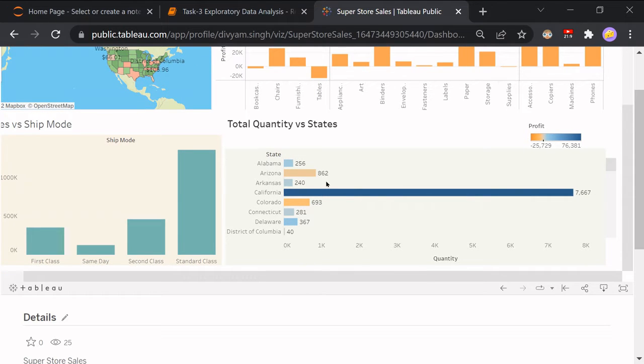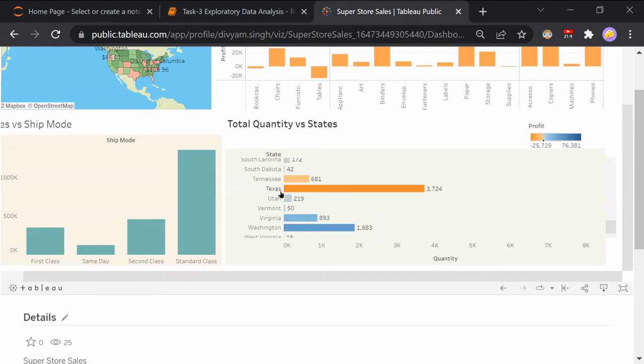It is telling us the quantity of goods that are sold or made in the states. As you can see in California, the quantity is very huge as compared to the other states, and it is in blue color. The dark blue symbolizes the profit. So we are getting a nice profit from California.